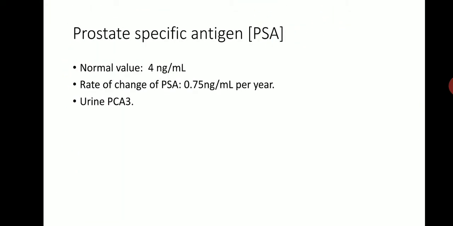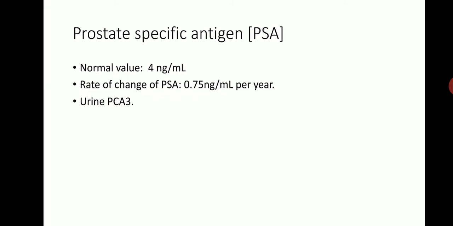A few words about the prostate specific antigen. This is a very important substance. It is measured in the serum as serum PSA levels. The normal value being 4 nanogram per milliliter. Some authors may consider up to 2.5 nanogram per milliliter as normal, but mostly 4 nanogram per ml is considered to be normal.